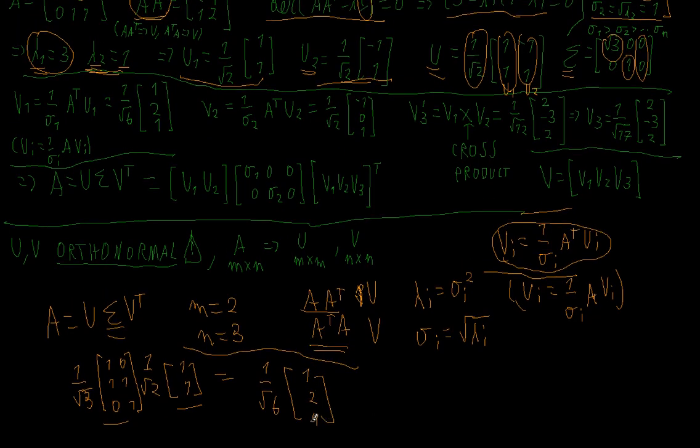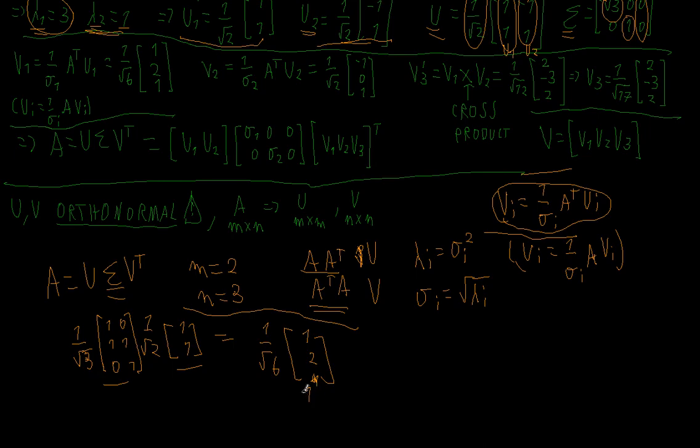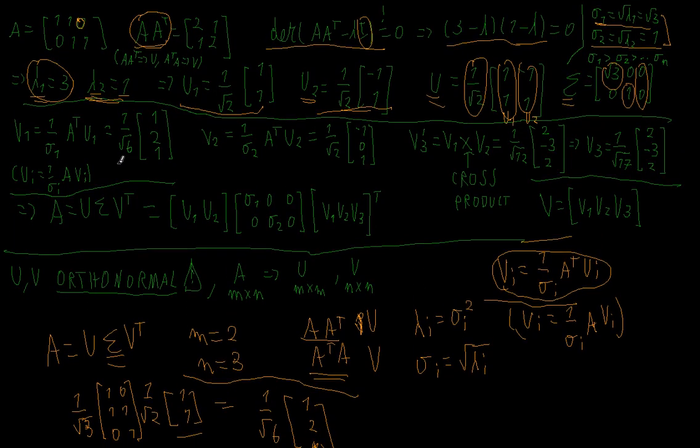So this is my vector v sub 1, and it is already normalized because the square root of 6 is the length of this vector: square root of 1 squared plus 2 squared plus 1 squared, so square root of 6. Now v2, if I do the same thing, 1 over sigma 2 times A transpose times u sub 2, I get 1 over square root of 2 times the vector minus 1, 0, 1. Again, this is also normalized because the length of this vector is square root of minus 1 squared plus 0 squared plus 1 squared, so square root of 2.